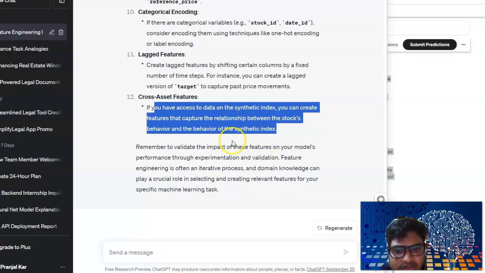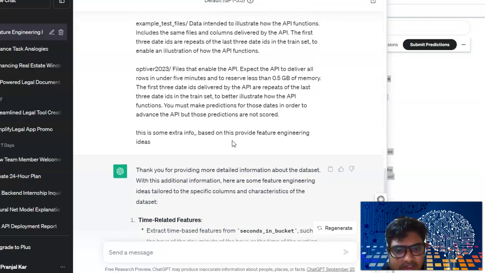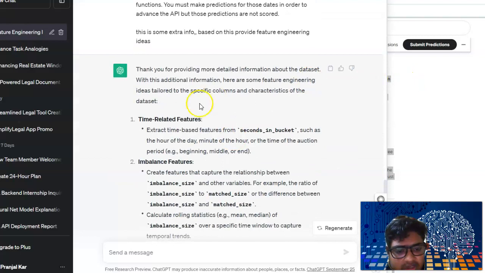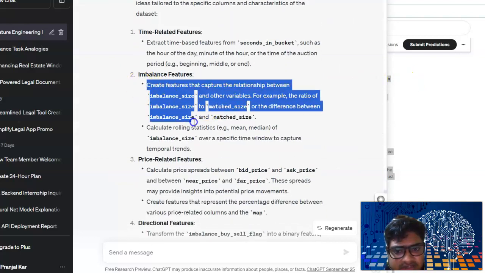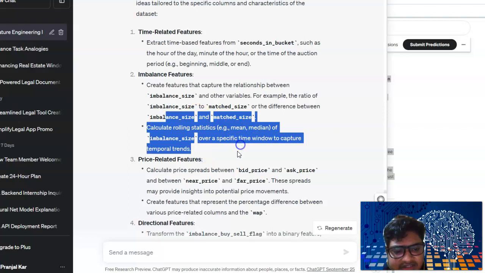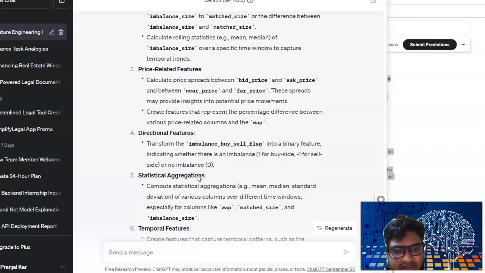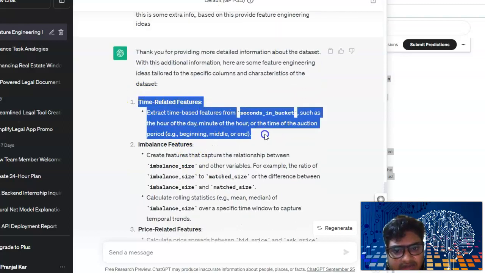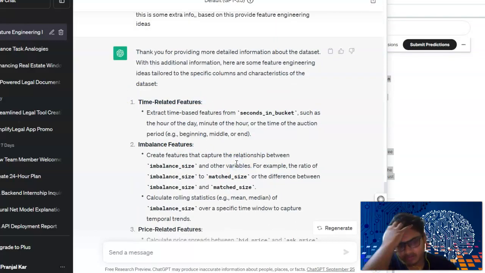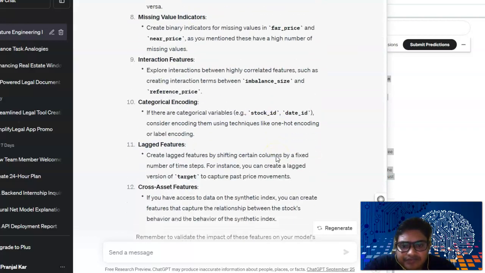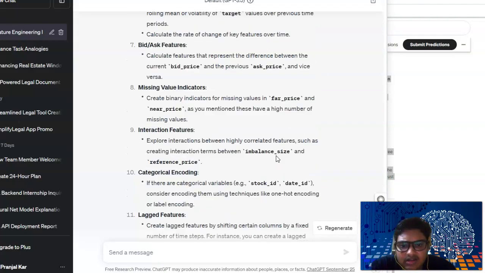Some of the ideas look good. Maybe you can do some imbalance features, some rolling statistics, some statistical aggregations, and look around the time analysis. Also maybe you can look into the time related features, the movement of the stock in different hours of the day. Maybe the last hour may be more useful than other times. This may be an important feature, and that summarizes it.